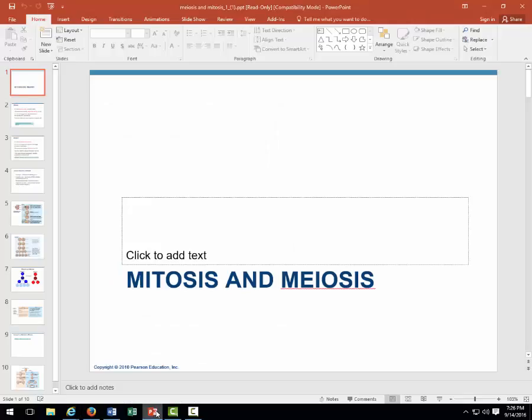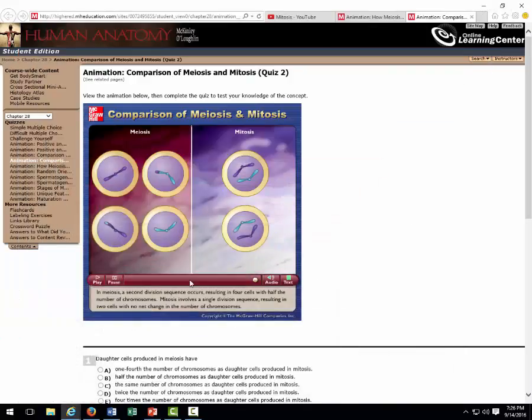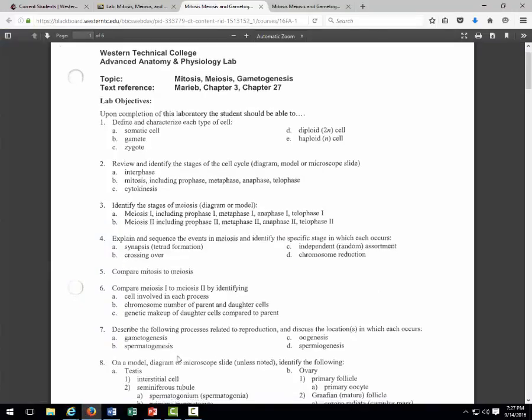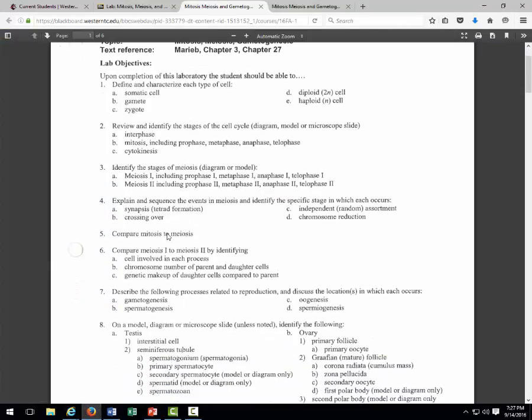Okay, so the next slide, PowerPoint, is looking at gametogenesis. So now that we understand what mitosis and meiosis is, now we're going to apply these processes to the process of making sperm. So spermatogenesis is the process involved in making sperm cells.